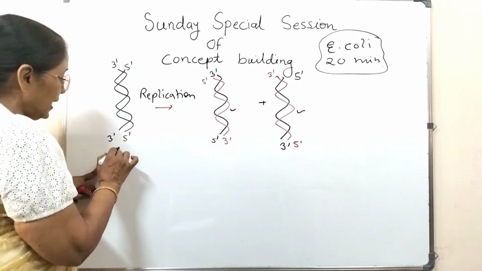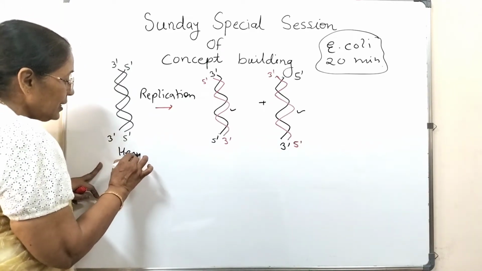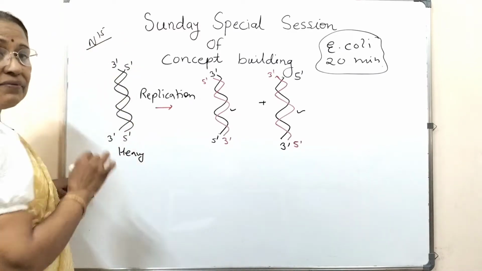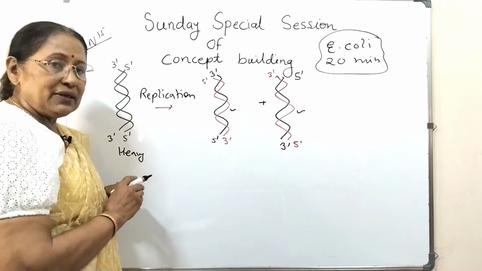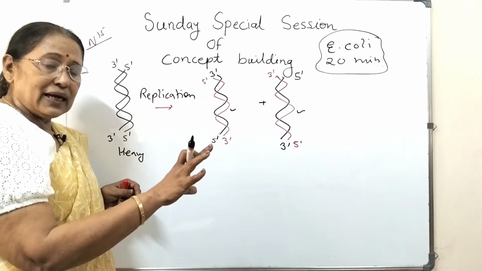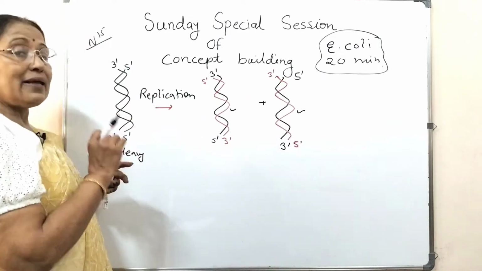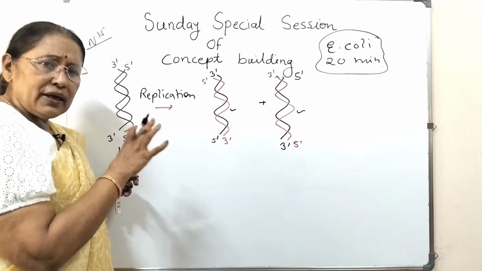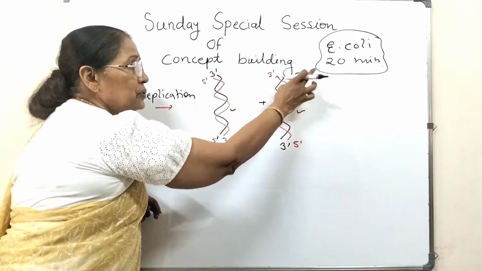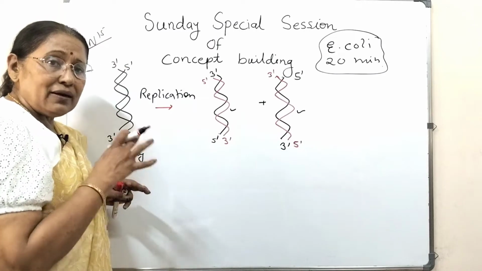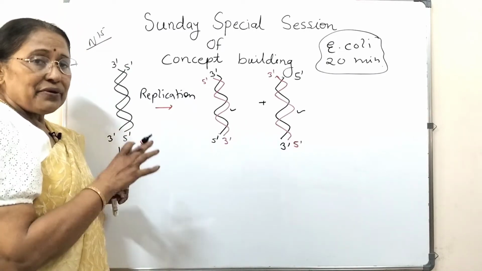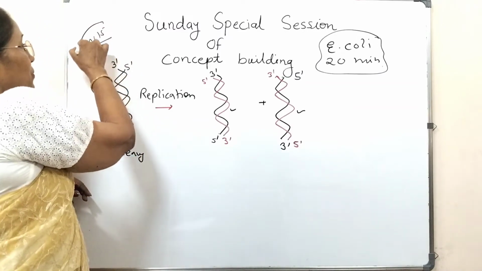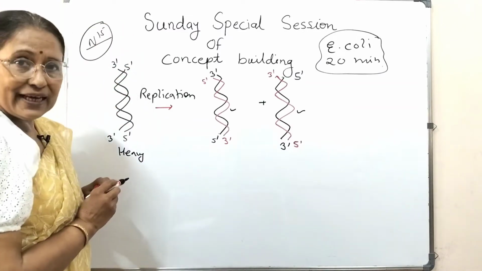Now the next thing which he thought of is that he made this parental DNA heavy. How? He used N15. N15 is the heavy isotope of nitrogen. हम सबके बॉडी में नाइट्रोजन होता है, and that nitrogen is N14. He grew this E. coli for many generations in a medium where no N14 was available. It was only and only N15 which was there.